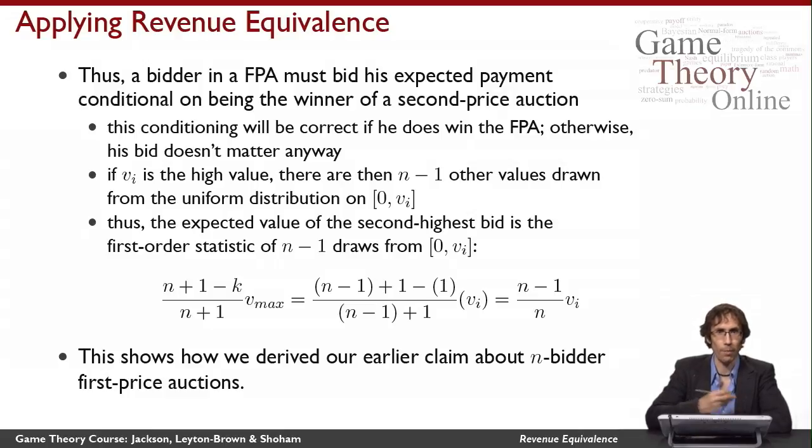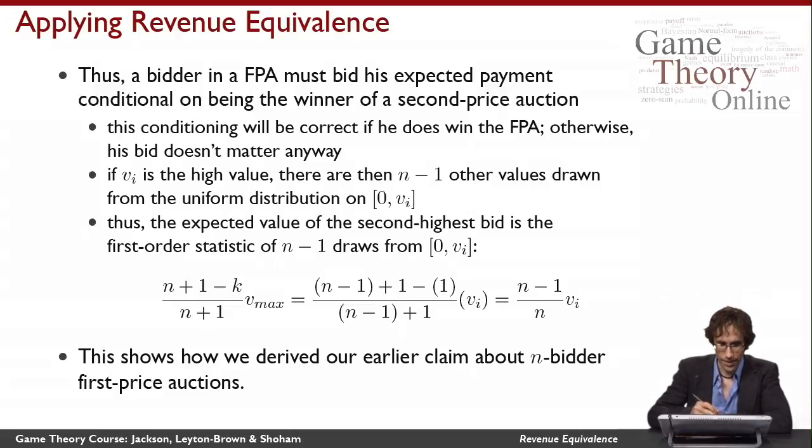So thinking now about the highest bidder, if his valuation vi is the high value, then there are n minus one other values which are below his. And so all he knows is that they're drawn from the uniform distribution on the interval between 0 and his bid. Here I'm thinking about first price auctions in the case of a uniform distribution. And thus the expected value of the second highest bid is going to be the first order statistic of n minus 1 draws from this distribution. We're thinking about the second highest bid, but we've conditioned on the first highest bid. So we're now going to think about the biggest of the draws among the remaining agents. That's going to be the second highest bid.